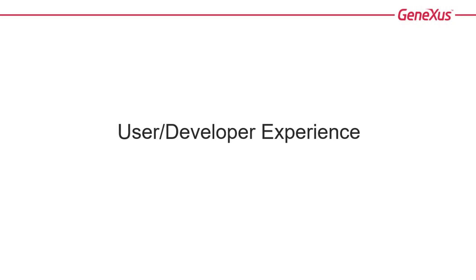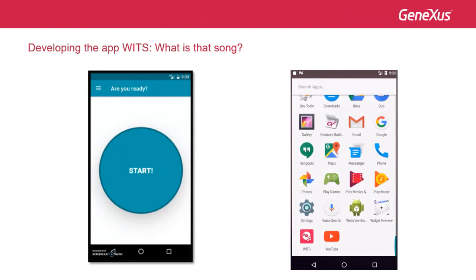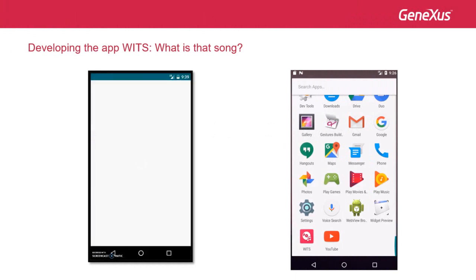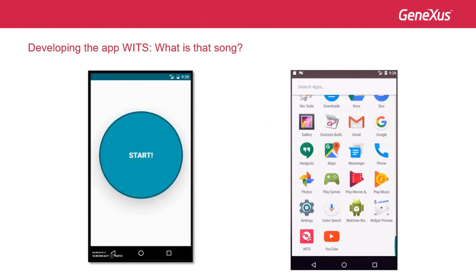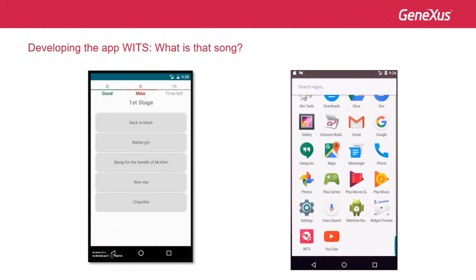The features related to the user or developer experience, we're going to work with an app called What Is That Song, or WITS, which was developed just to address these issues. This is a game in which the user has to guess which song is playing at each stage.